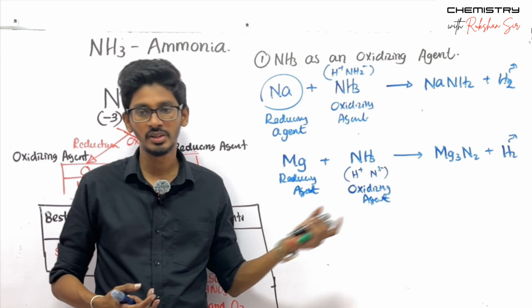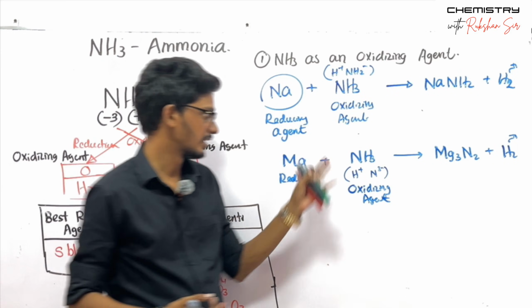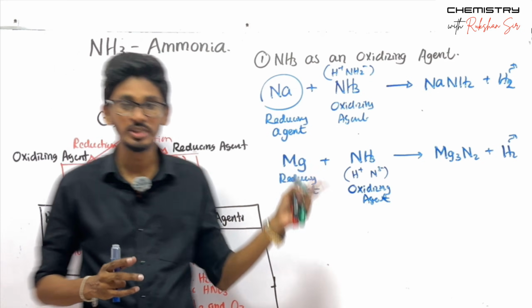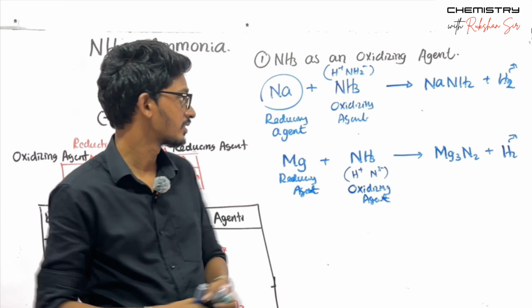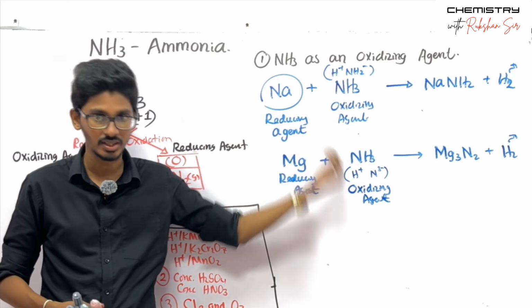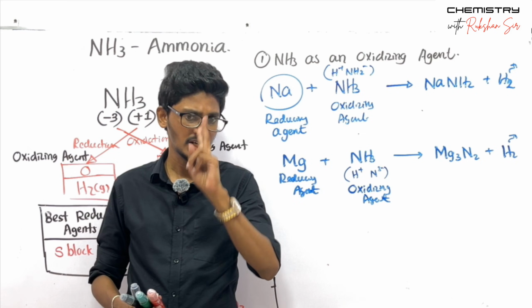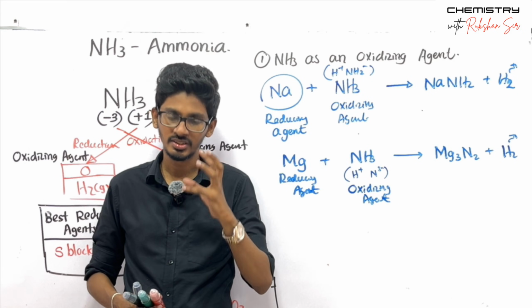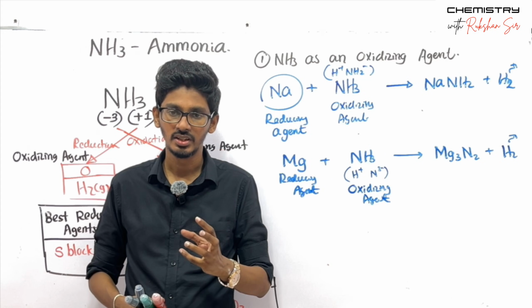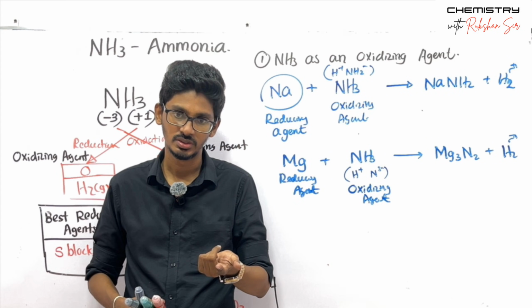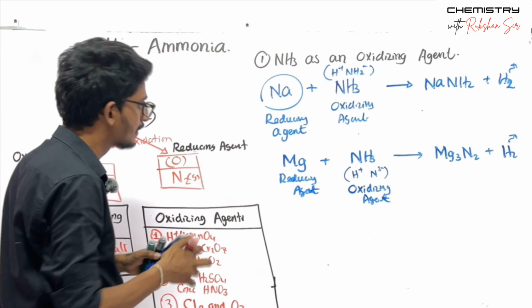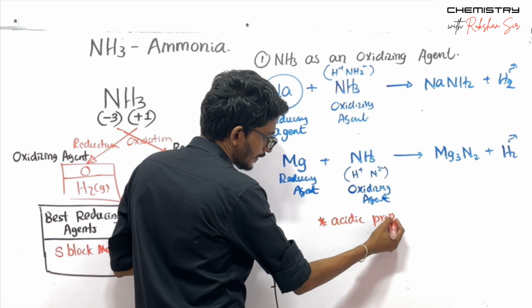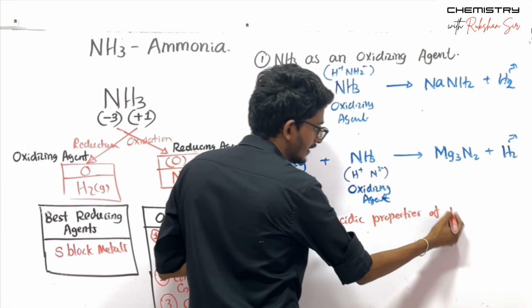This is very important reaction. Actually this reaction scheme is very important, right? When regarding two things, right? This is kind of a reaction scheme which will indicate the acidic properties of NH3. This reaction scheme will indicate the acidic properties of NH3. This is very important, na?